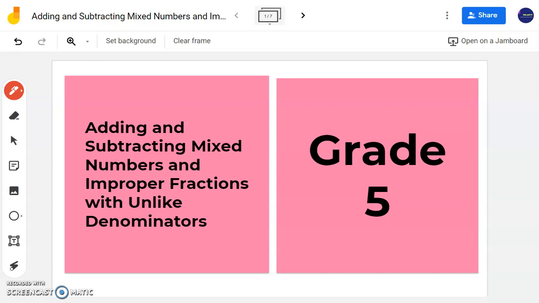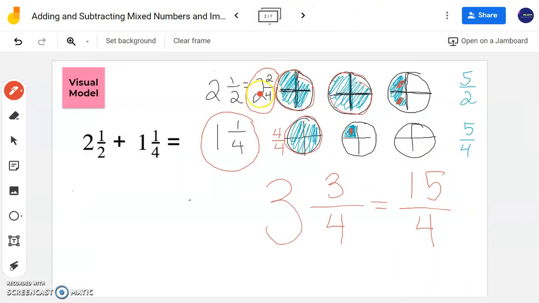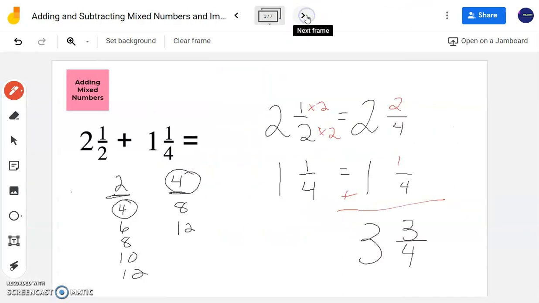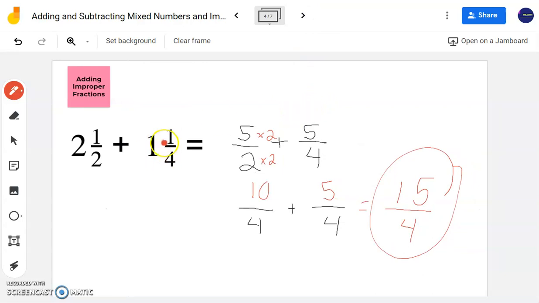Hello, in this video, we're going to continue learning about adding and subtracting mixed numbers and improper fractions with unlike denominators. In the previous video, you learned how to add mixed numbers using a visual model. You learned how to add mixed numbers following the normal standard algorithm, keeping these two fractions as a mixed number, and you also focused on areas when we can change this mixed number to an improper fraction and then solve.